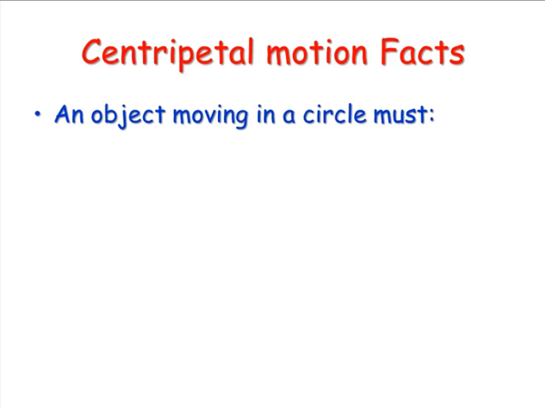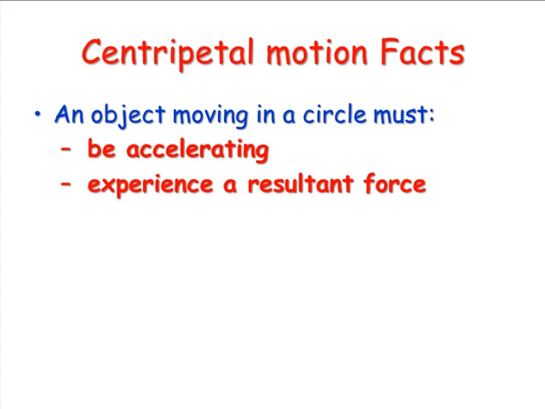Basically, first thing, if an object is moving in a circle, firstly it has to be accelerating and it must experience a resultant force that is always towards the center of the circle that it is traveling in. Both the acceleration and the force are acting in the same direction. The speed would remain the same, but the direction is causing a change, therefore an acceleration and a resultant force.